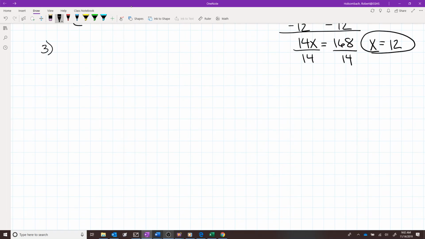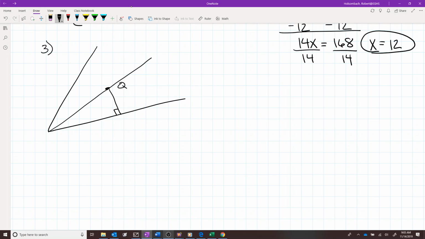Number 3, Q is equidistant from the sides of angle TSR. So if Q is equidistant, then this is true. If Q is the same distance from the sides of an angle, then it's on the angle bisector. And if it's on the angle bisector, then your 4x plus 5 is equal to your 8x minus 11.